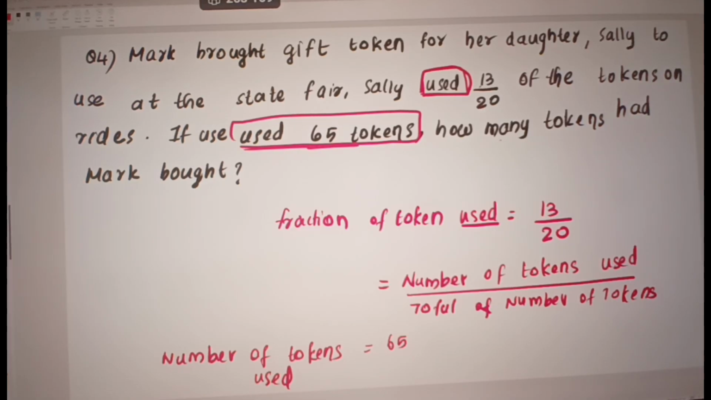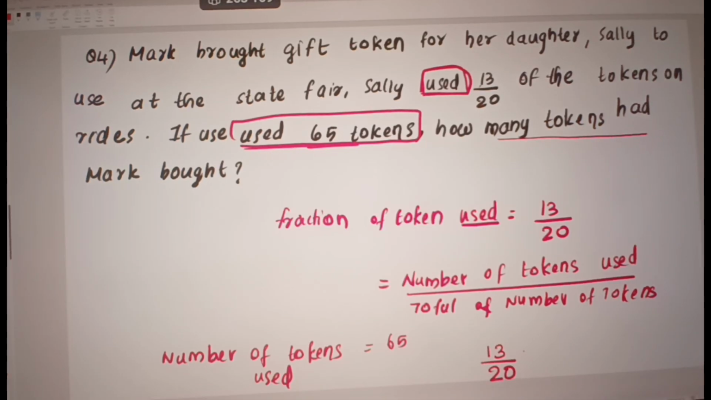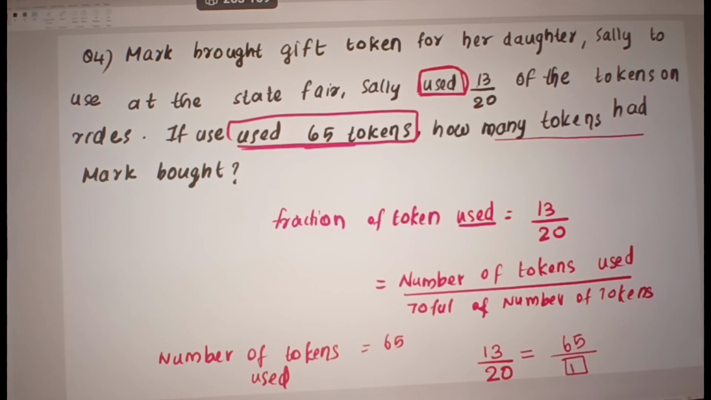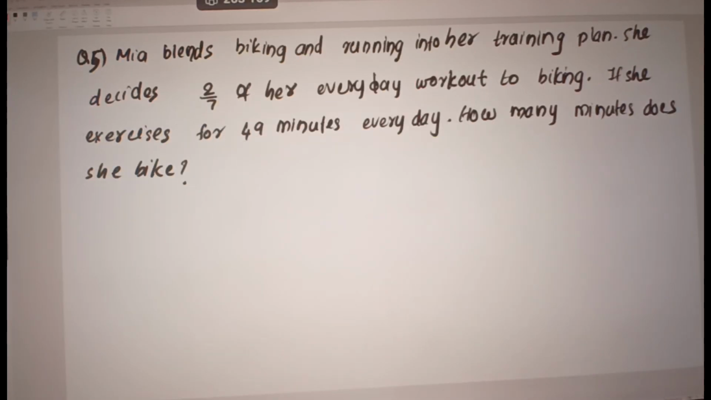So what is the equivalent fraction? You want to figure out how many tokens she bought. The total number of tokens is unknown and we know the fraction. So now 13 out of 20 is equal to 65 over the denominator, which we don't know. So find the answer. The answer is 100: 13 times 5, 20 times 5. So do the next problem by yourself.